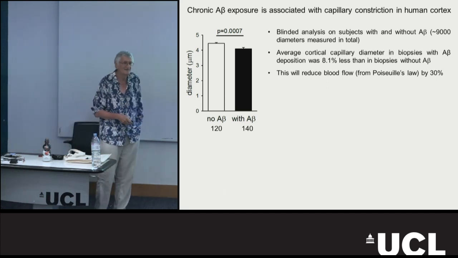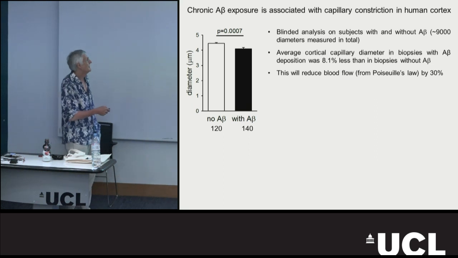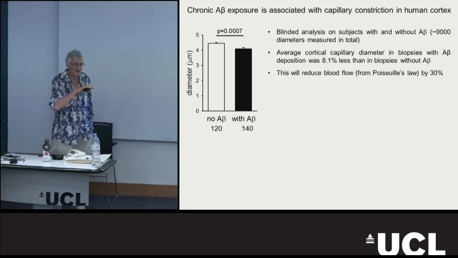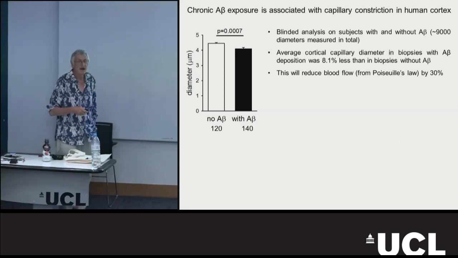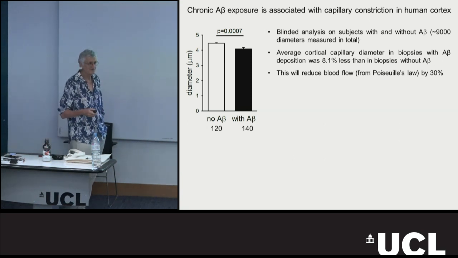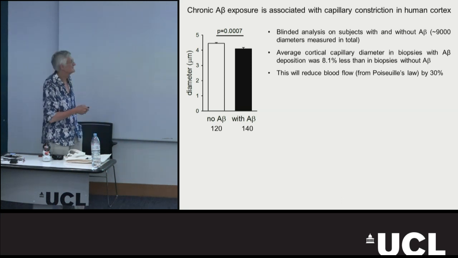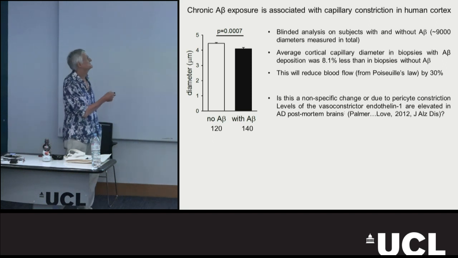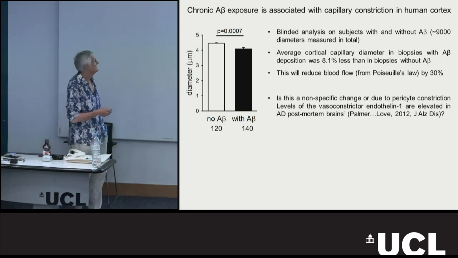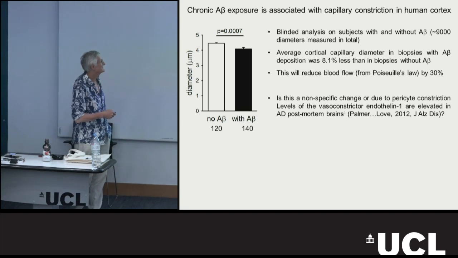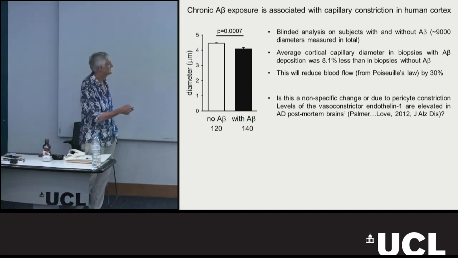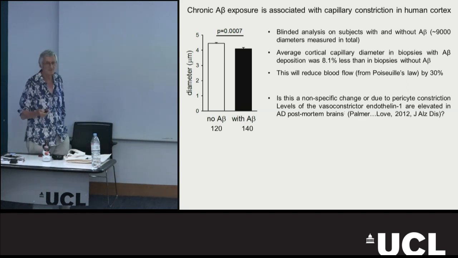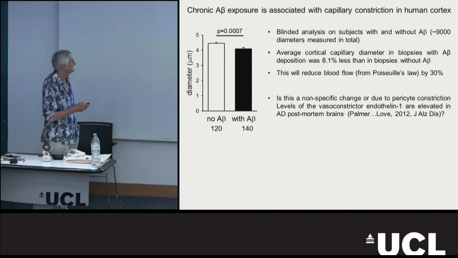And you say, well, that's okay. It doesn't sound like much. Although by Poiseuille's law, this will reduce blood flow by 30% if it was the same everywhere. In AD patients, the measured decrease of blood flow in affected areas is about 40%. So it's the right ballpark. We wanted to know whether this is just some non-specific change or whether it's due to the pericytes. And I remind you, I said earlier, Seth Love's group showed that endothelin levels go up in the AD brain, and those Japanese guys showed these focal constrictions as well.